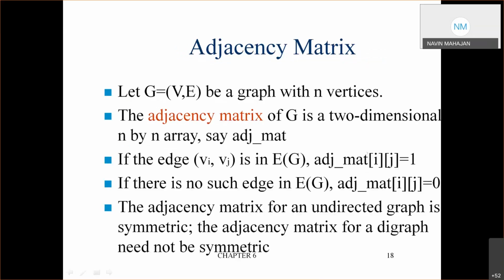So what is adjacency matrix? Let G = (V, E) be a graph with n vertices. Then the adjacency matrix of G is a two-dimensional n by n array, say adjacency matrix. If the edge (Vi, Vj) is an edge of graph G, adjacency matrix[i][j] equals 1. If there is an edge present between vertices Vi and Vj, then we will write in the adjacency matrix i comma j equal to 1. If there is no such edge in E, adjacency matrix[i][j] we will write 0. I will take an example and explain it later.